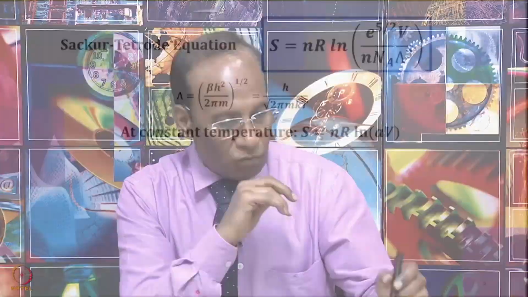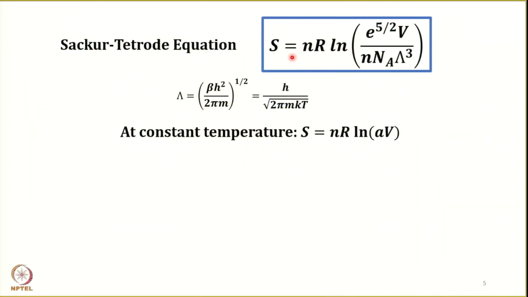Now, let us further discuss this Sackur-Tetrode equation, what other types of equations we can further develop from this. So, Sackur-Tetrode equation, this is one form, S is equal to nR log exponential 5/2 volume over n times Na lambda cube, and we all know what is lambda, we do not need to elaborate now. Now, let us maintain isothermal conditions. Isothermal conditions means constant temperature.